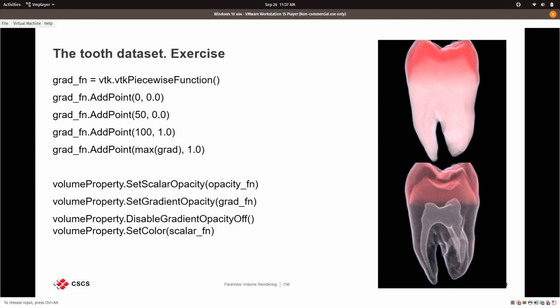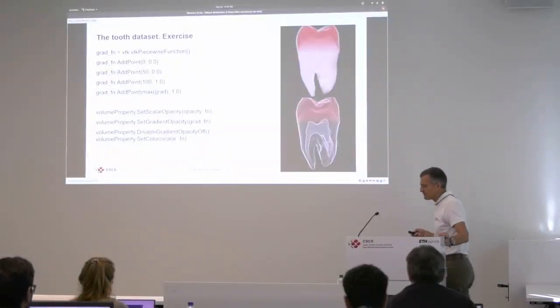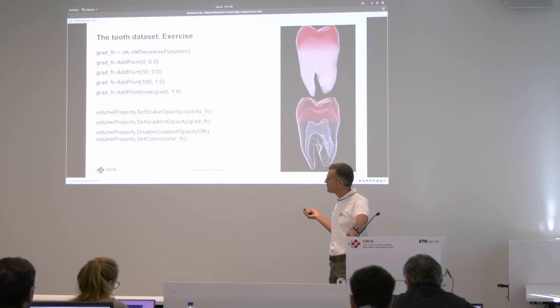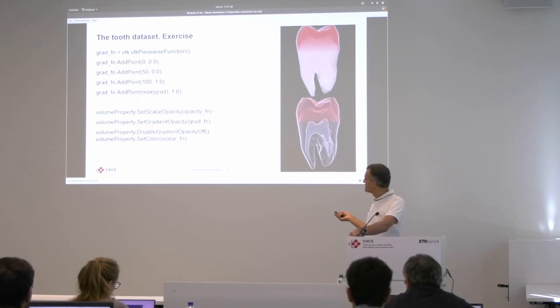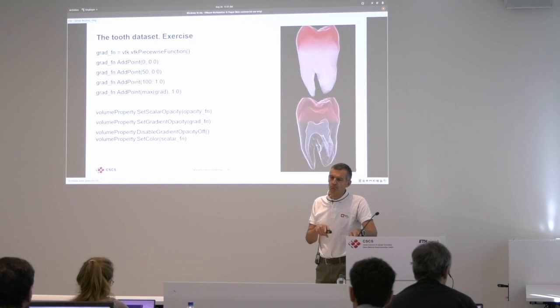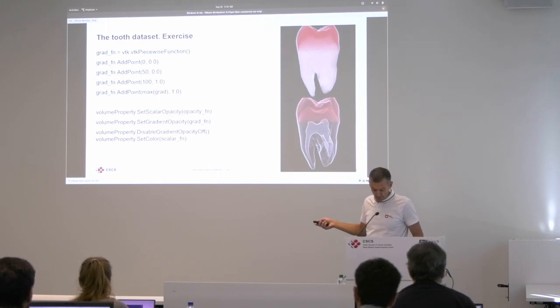Well, how is this done in ParaView? The answer is you cannot do it in ParaView because ParaView does not give you access to this particular function of the volume properties available in VTK called set gradient opacity. So this is a Python code which I have prepared for you to run with PV-Python on your own laptop, and the details are over here.